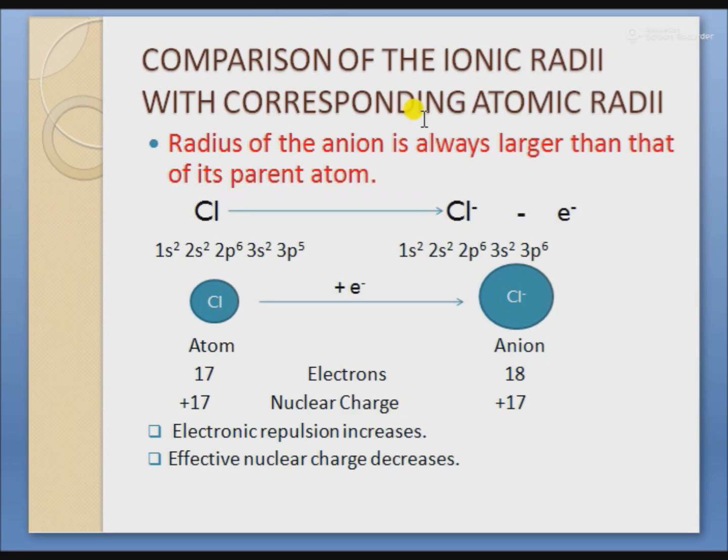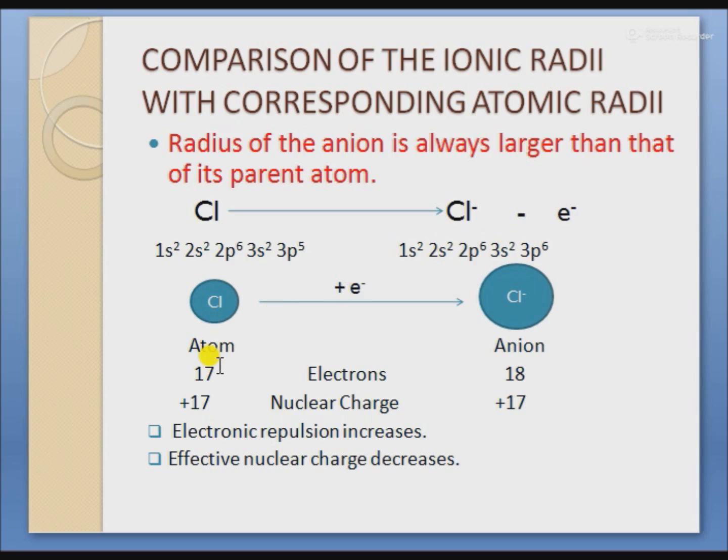Next is the comparison of the ionic radii with corresponding atomic radii. In this, the radius of an anion is always larger than that of its parent atom. In chlorine, there are 17 electrons and its electronic configuration is 1s2, 2s2, 2p6, 3s2, 3p5. It means it has a tendency to gain one electron, and if it gains one electron it becomes Cl-, the chloride ion or anion, and its configuration changes to 1s2, 2s2, 2p6, 3s2, 3p6, which is a stable configuration.